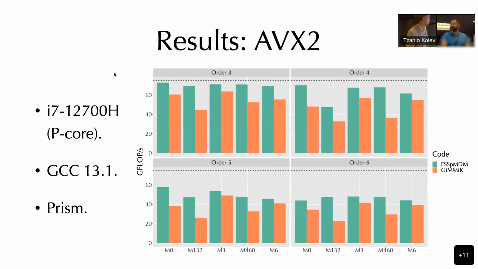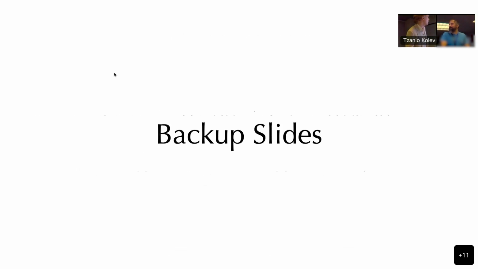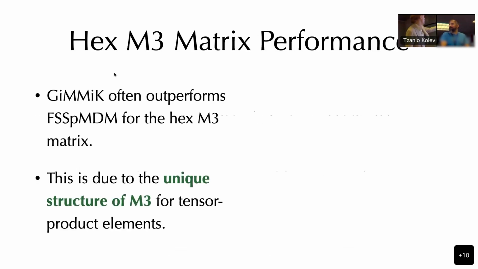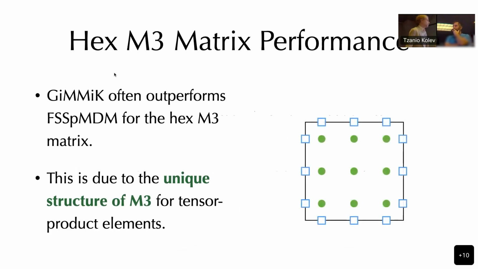Yes, please. So this is an interesting one. So back up a slide. We noticed that on this hex M3 matrix, GiMMiK was often outperforming us. And again, that's interesting. How is the compiler, with all of its constraints, able to outdo hand-tuned assembly? And the answer is M3 has something of an interesting structure.